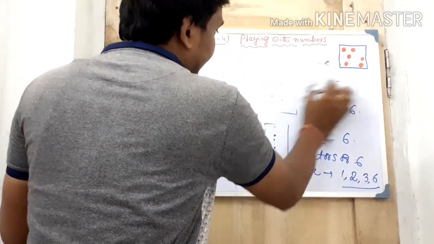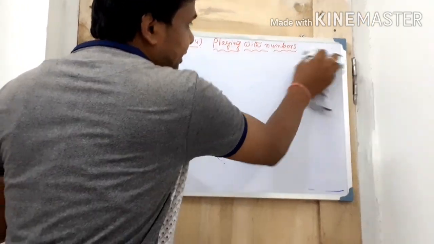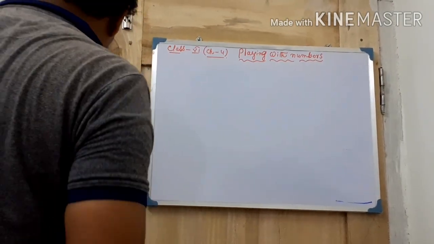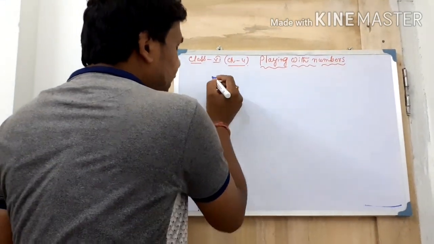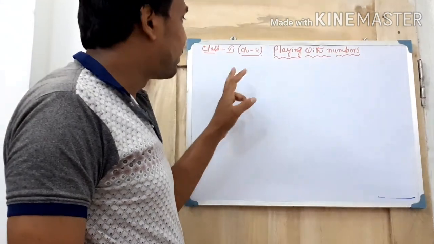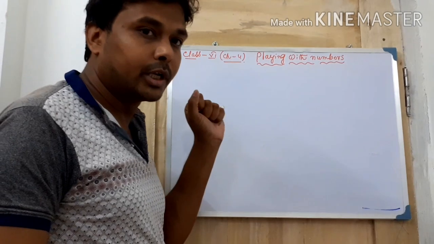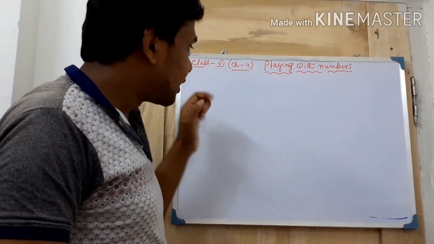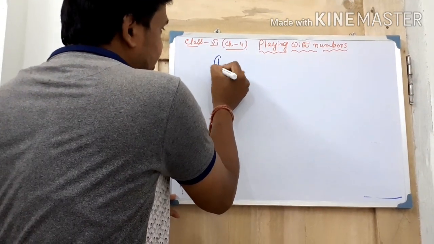Next, in this chapter, what will we read? In this chapter we will basically read a few things. First, we will read the factors. Second, we will read the different types of natural numbers, that means prime number, even number, odd number, composite number, this type of thing. Next we will read the divisibility test, and the last one we will read the prime factorization method. So one by one I will start.